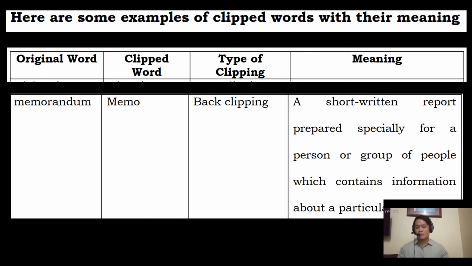The next one is memorandum. Usually we heard this and we call this memo. That is the clip word. The type of clipping is a back clipping. And the meaning of this word is a short written report prepared specially for a person or group of people which contains information about a particular matter.